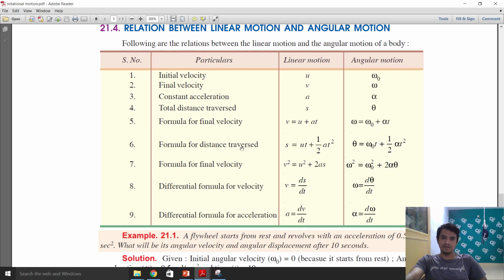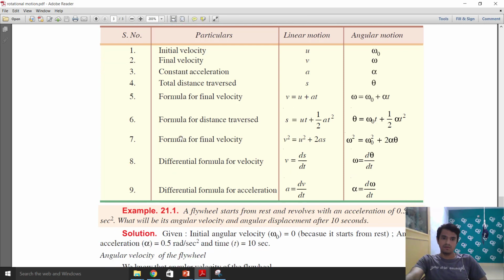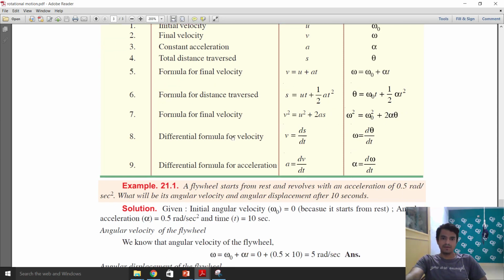Nothing has changed, everything is the same, only the units have changed. The formula for distance, s equals ut plus half at square, becomes theta equals omega 0 t plus half alpha t square. And v square equals u square plus 2as becomes omega square equals omega 0 square plus 2 alpha theta. The differential formula v equals ds by dt becomes omega equals d theta by dt, and a equals dv by dt becomes alpha equals d omega by dt.